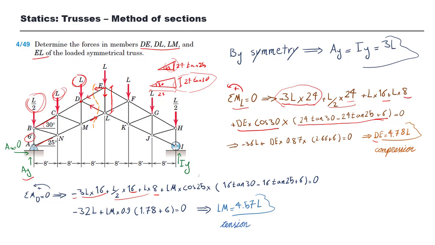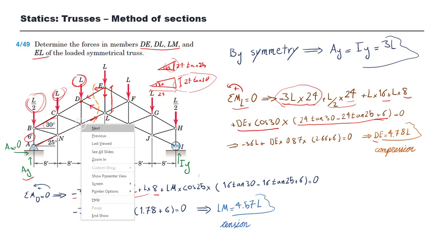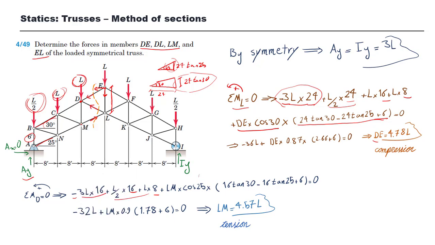Similar to the previous question, I decomposed Lm at point M because if I decompose it here, the vertical component of Lm is passing point D, so it doesn't cause moment about point D, and just the horizontal component of Lm is causing moment. This is the horizontal component, Lm times cos 25 degrees.